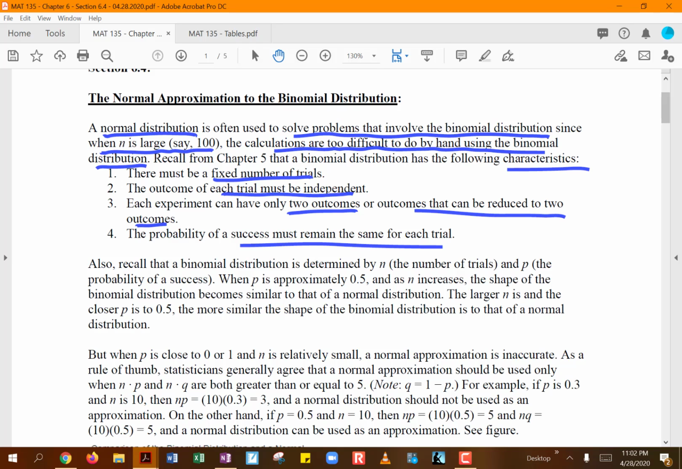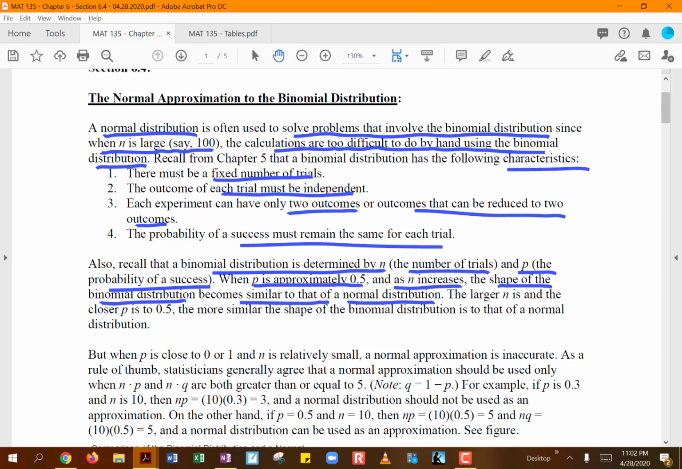Now, another thing you should remember is that a binomial distribution is determined by n, which is the number of trials, and by p, which is the probability of success, right? So we are saying when your p, the probability of success, is approximately 0.5, and as n increases, which means your number of trials increases, the shape of the binomial distribution will become similar to the shape of the normal distribution.